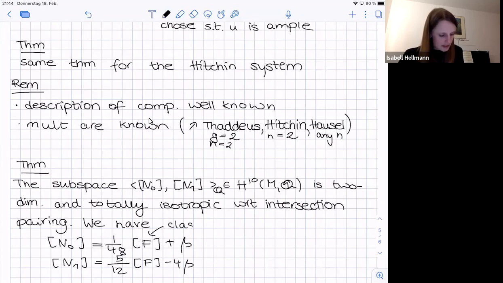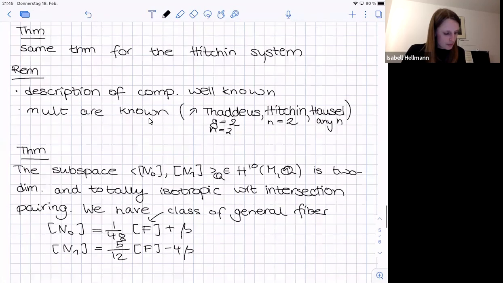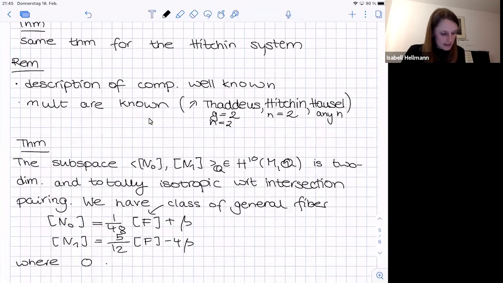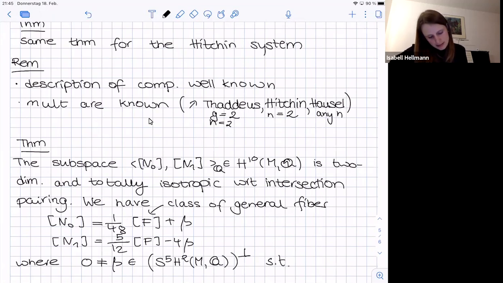So first of all, this is the class of a general fiber. They all have the same class because all points in P5 have the same class. And beta is first of all non-zero, and it's not in the fifth symmetric product of H2 of M cubed, but in the orthogonal complement. And it satisfies beta squared equals 0.